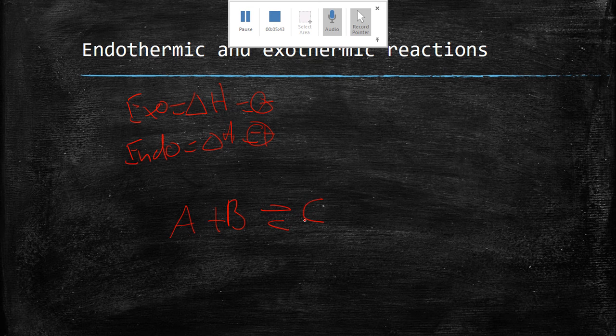C, and I'm told that it's exothermic. Now if it's exothermic, it's giving off heat to the surroundings, so the heat is going to be a product. While if it's endothermic, let's say for a different reaction, Z plus Y is in equilibrium with X, the heat is actually going to be part of the reactants.